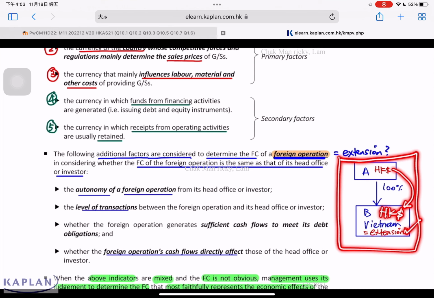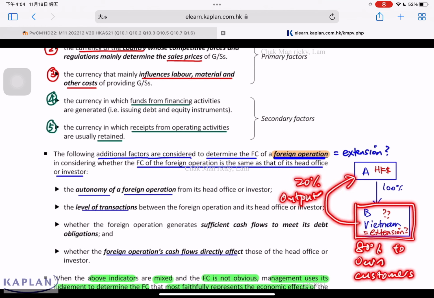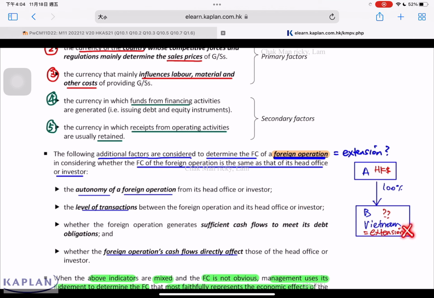If that's the case, the functional currency of the parent should be the same as the functional currency of the subsidiary. But what if B is an operation set up in Vietnam, and maybe 20% of the output will be shipped back to Hong Kong, and 80% of the output goes to its own customers? B will operate the business independently from A. In this case, it's not considered an extension. If it's not considered an extension, then B has to decide what its own functional currency is by considering the primary factors and the secondary factors.